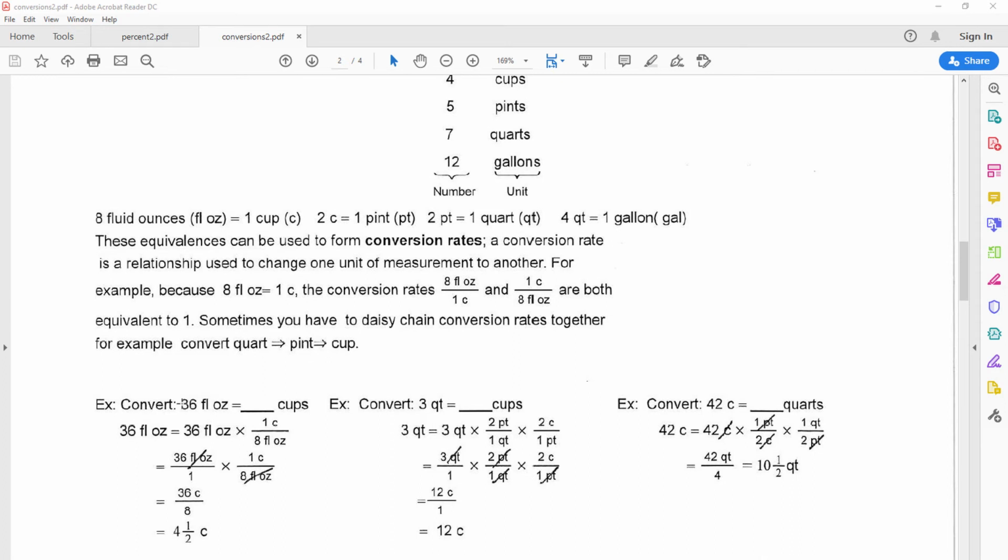For example, in the upcoming examples, we'll see that. In this first one here, we have gone from ounces to cups. So I want ounces to cancel out, and I want to replace it with cups. Do I see a relationship there? Yes, I do. 8 ounces is 1 cup. So I can put an 8 here, 8 ounces in 1 cup. Now I can multiply it out. The ounces cancel out, and I'm left with just cups, which is 4.5 cups.